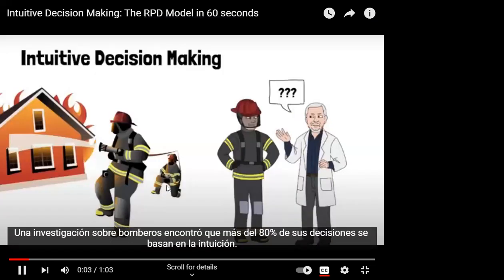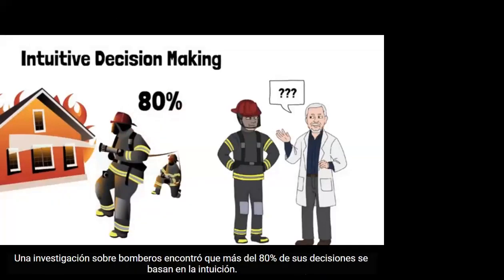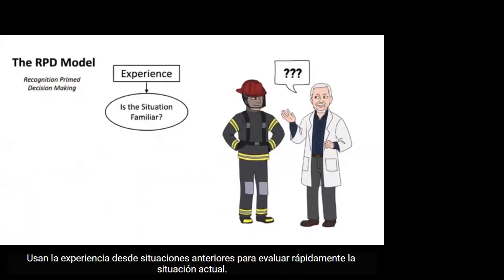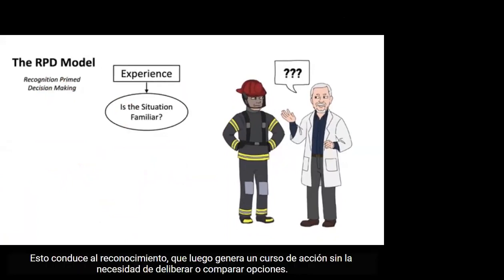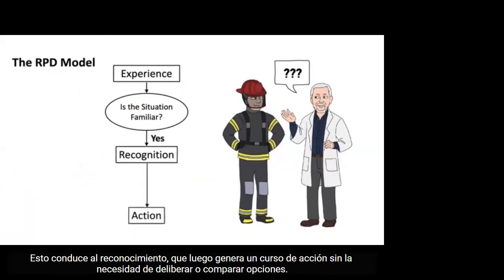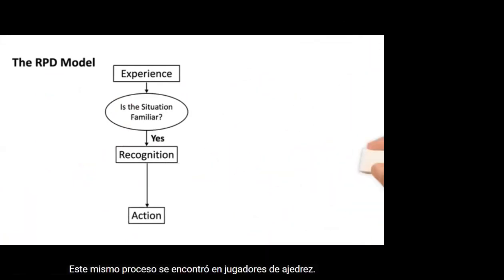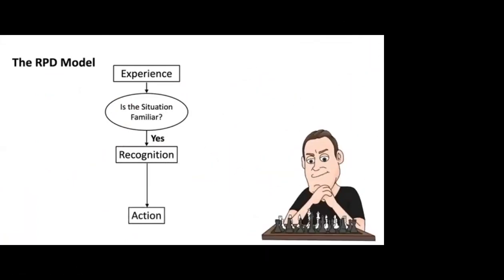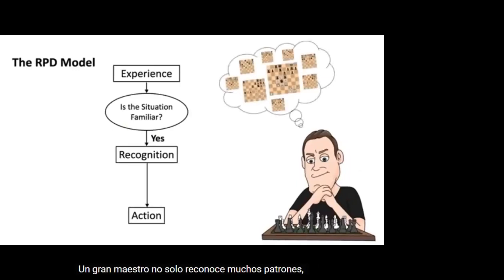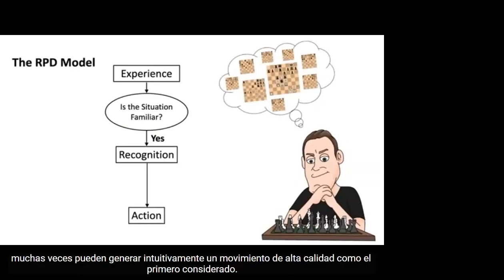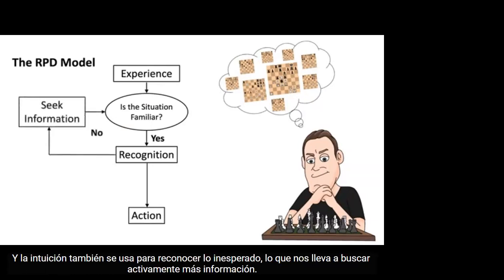Research on firefighters found that over 80% of their decisions rely on intuition. They use experience gained on previous calls to quickly size up the situation. This leads to recognition, which then generates a course of action without the need to deliberate or compare options. This same process was found in chess players. The grandmaster not only recognizes a wide range of patterns, they can often intuitively generate a high-quality move as the first one considered. And intuition is also used to recognize the unexpected, leading us to actively seek out more information.